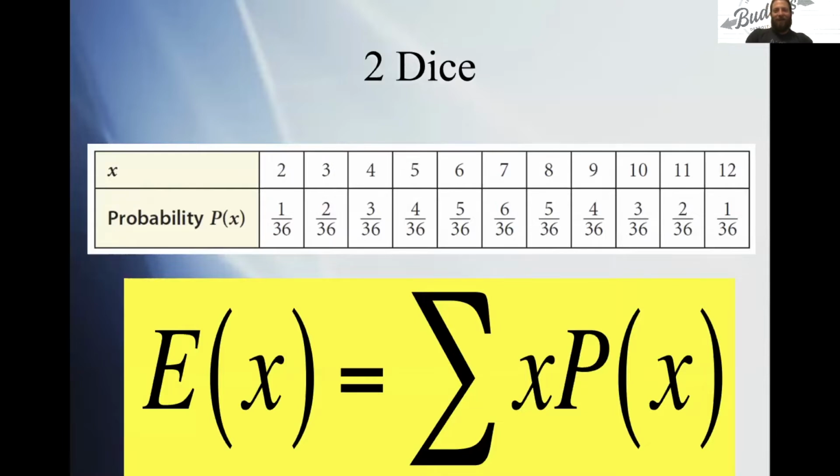Anyways, sevens are the most common. Where's my mouse? There it is. So that's the probability. There are six different ways you can get a 7. And 2s and 12s are obviously the most unlikely to roll, but you can get them.